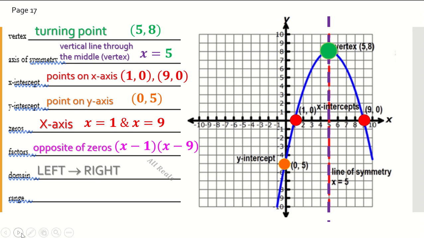The domain is all x values from left to right. This graph would travel infinitely to the left and continue infinitely to the right. So we'd say all real numbers.